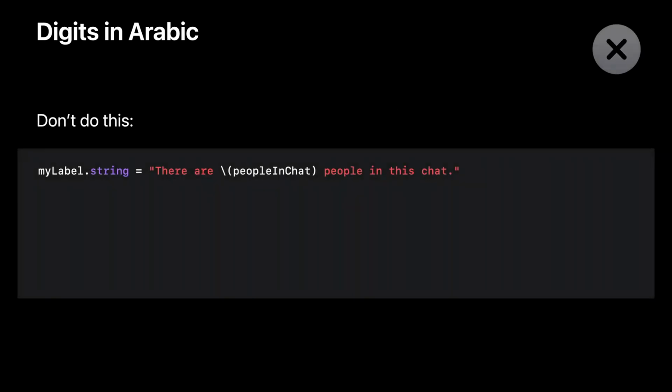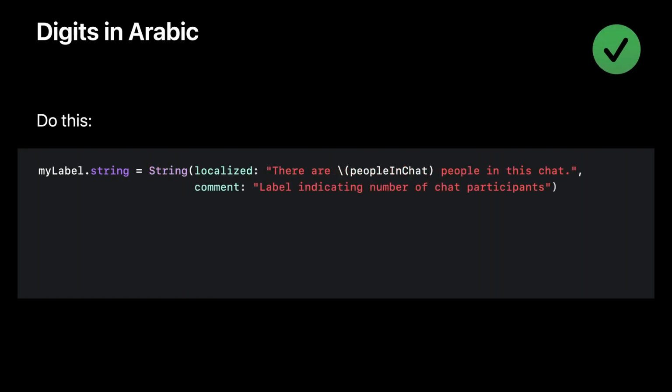You already know that constructing UI strings like this is a bad idea. The string is hard-coded and can't be translated, the message doesn't change to handle plurals, and so forth. But another reason this isn't good is that the value of people in chat will always get rendered with Latin digits. You probably also already know that the solution to that is to use the localized init method on string, which will look up the actual string in your application's bundle and handle plurals properly if you have a strings.dict file. The great news is that it also handles numbers correctly.